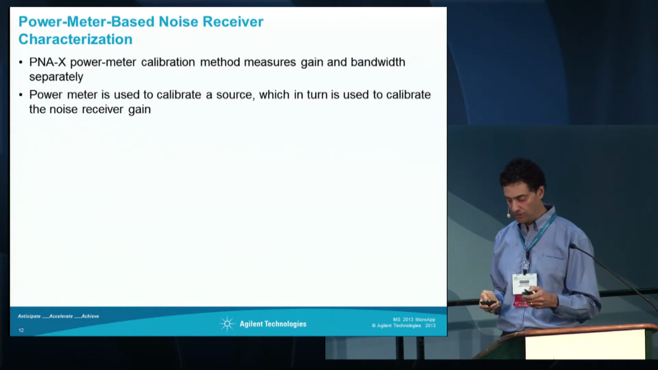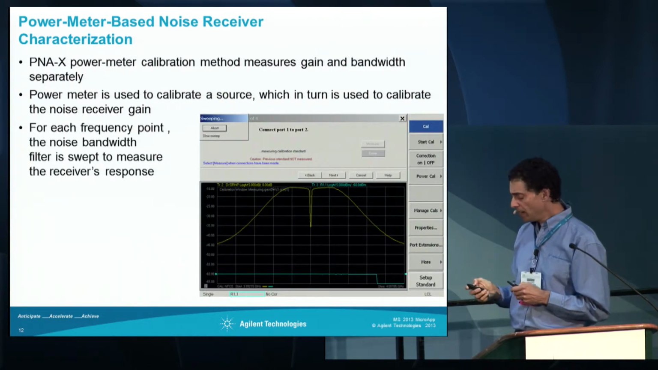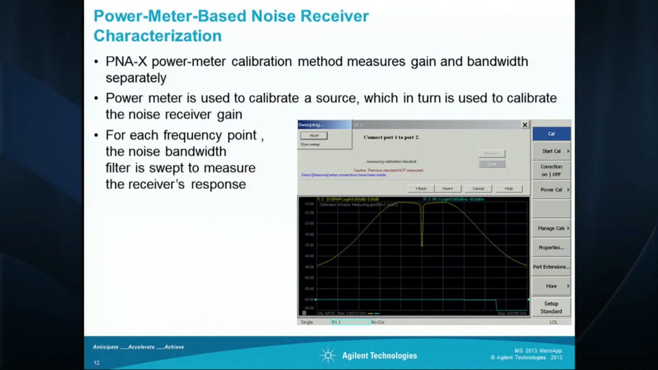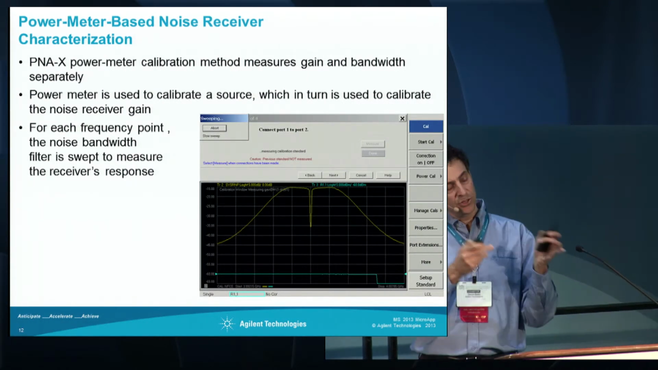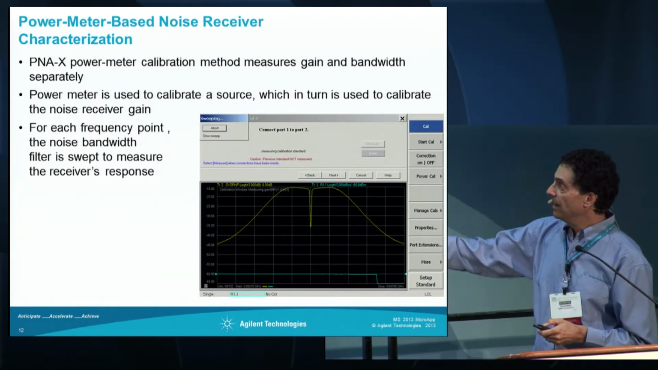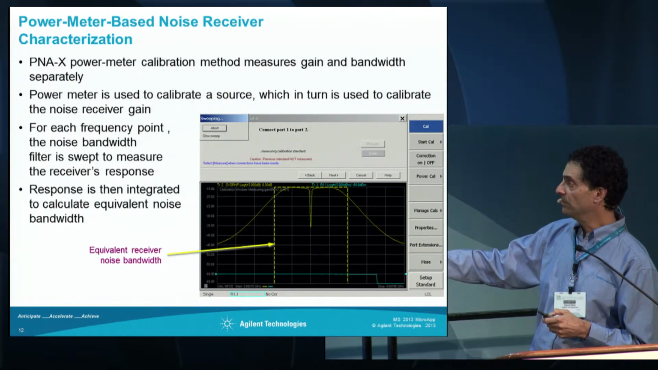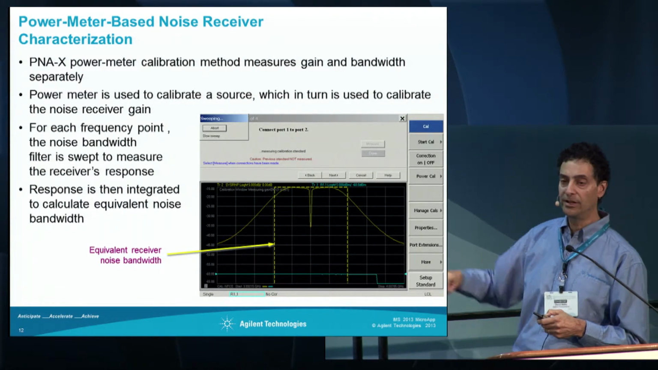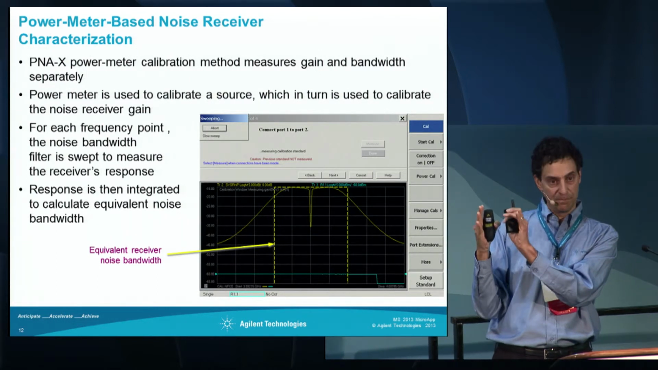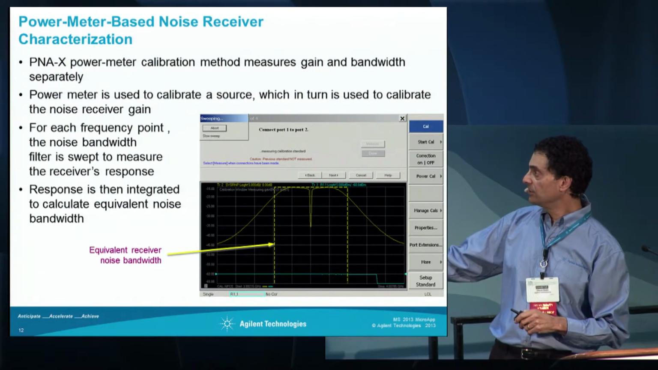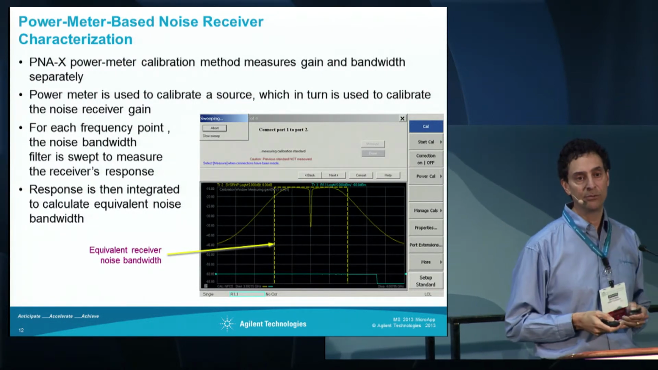How do we measure the bandwidth of the receiver? As part of this power meter-based cal, we do a frequency sweep of the noise bandwidth that we're using, and so we get something that looks like this response. This notch here is essentially DC, because it's a homodyne receiver. We measure that at each frequency point of the measurement, and then we just calculate the equivalent rectangular noise bandwidth. So the power meter piece gives us the gain, sweeping the filter gives us the bandwidth, and then we know the gain bandwidth of the receiver.